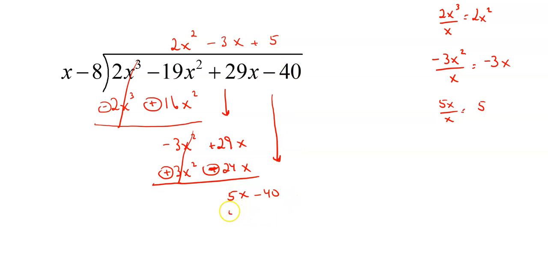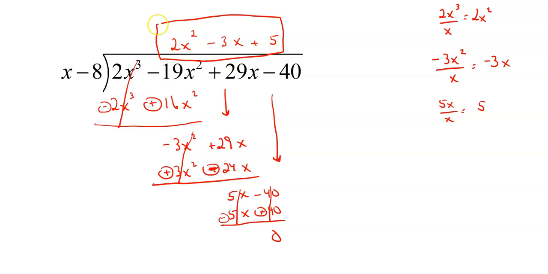5 times x is 5x. 5 times negative 8 is negative 40. When I change both those signs, I get a negative here and a positive there. Look at that. The whole thing zeroes out. So my answer is just 2x squared minus 3x plus 5 at the top with no remainder, which means that x minus 8 is a factor of that third degree polynomial on the inside. So is the 2x squared minus 3x plus 5. So that's what it means.